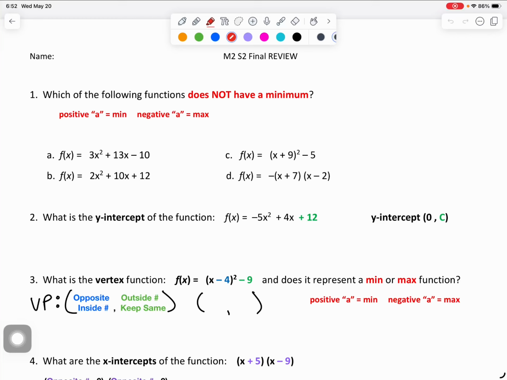Math 2, Semester 2, final review live from the crest of the hill, number 1. Which of the following functions does not have a minimum, which means we are looking for a maximum, and when we have a negative a value, well, that equals our max.